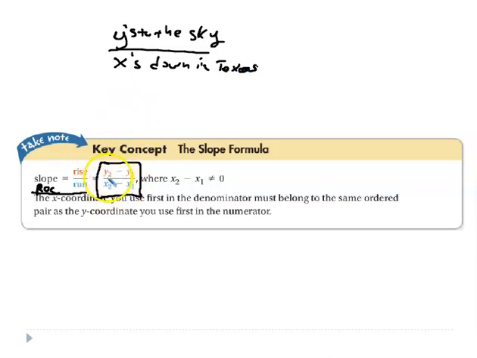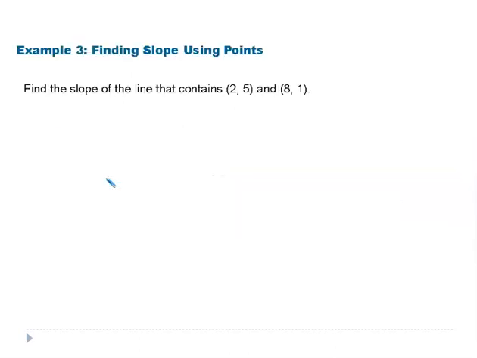Now, I'll also tell you, notice I have x2, y2 at the front, x1 and y1 at the back of my calculation. If you flip those around, you can still get the correct answer. Okay? So there is some leeway here. Just don't mix them up. Don't do a y1 minus y2 and then an x2 minus x1 on the bottom. That would give you a mistake. Okay? So let's practice this.